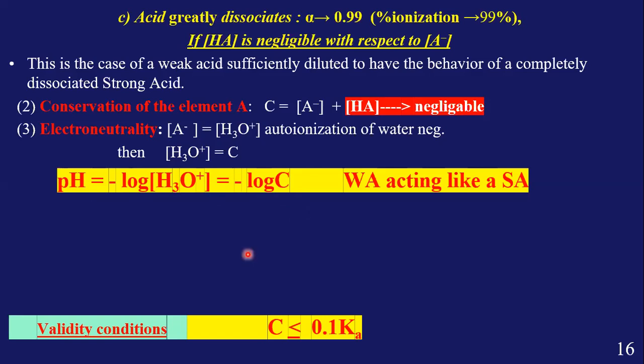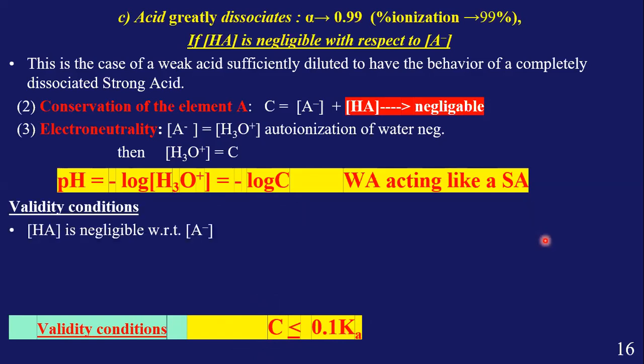An acid that has a concentration less than 0.1 Ka acts like a strong acid. When does this acid act like a strong acid? Again, where did I get this from? It's when HA is negligible relative to A minus, that I have no more HA in solution. Okay. When is that the case?